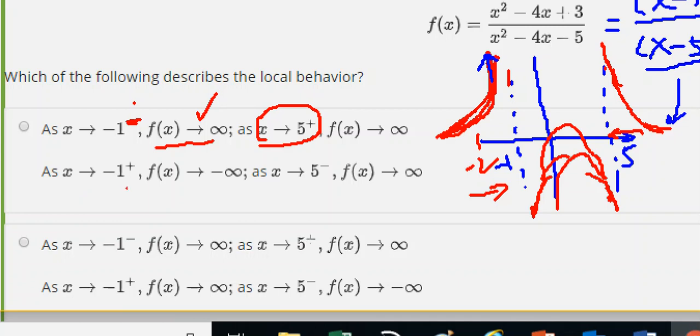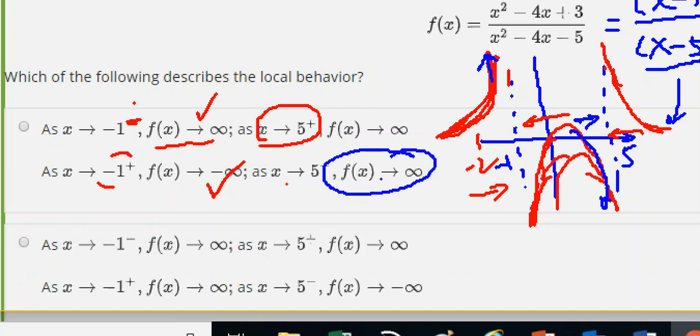Now let's continue to read. As x approaches -1 from the right, f of x goes to -infinity. So let's check. When x is approaching -1 from the right, this graph is going down, which means going to -infinity, which is good. When x is approaching 5 from the left, this answer says f of x is approaching infinity. But when x is approaching 5 from the left, I see that the graph is going down. So this doesn't match, and I'm not going to choose this one.